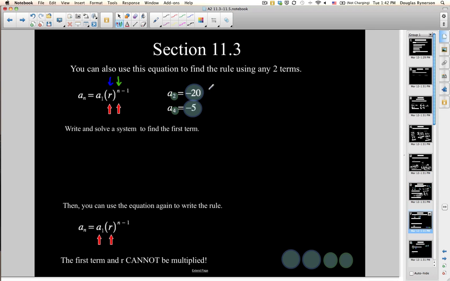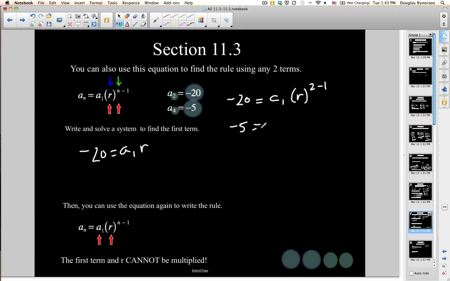Okay? And similarly, I can put together a system by using two different terms, knowing their places. So I know that negative 20 would be equal to a sub 1 times r to the 2 minus 1 power. Right? And if I simplify that, negative 20 is equal to a sub 1 times r to the first power. 2 minus 1 is 1, a times r. Okay, and then I do it again.